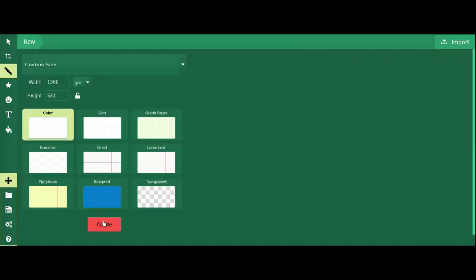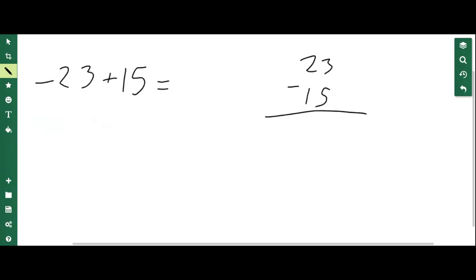Okay. Let's look at another example. -23 plus 15, right? We're going to find the difference. So what is 23 minus 15? 23 minus 15 gives us 8. But we keep the sign of the larger number. 23 is the larger number. So since there's a negative in front of it, this is going to be -8.